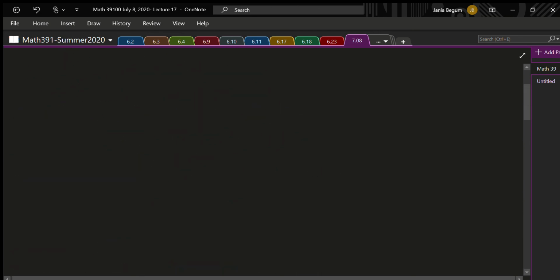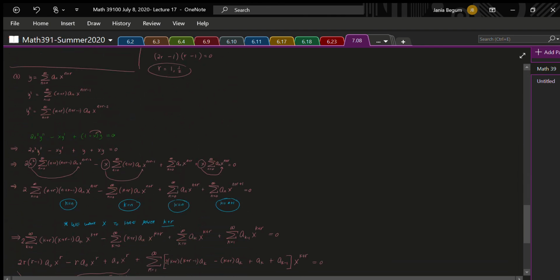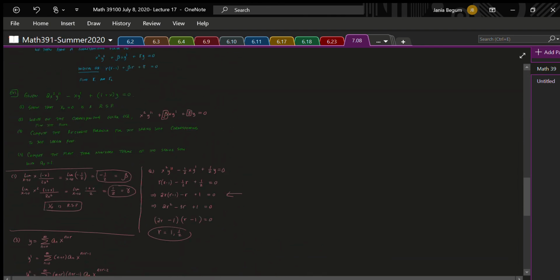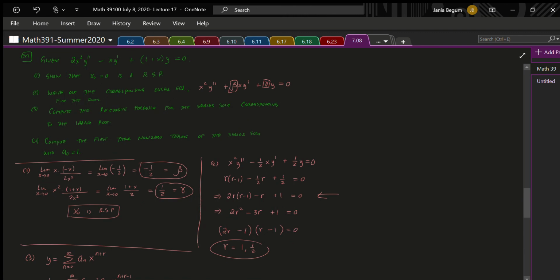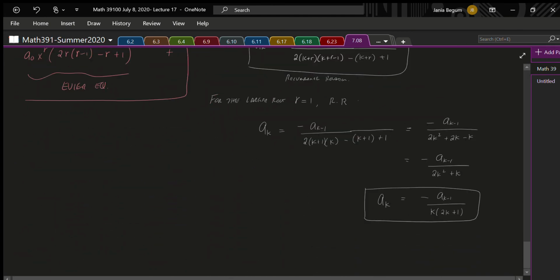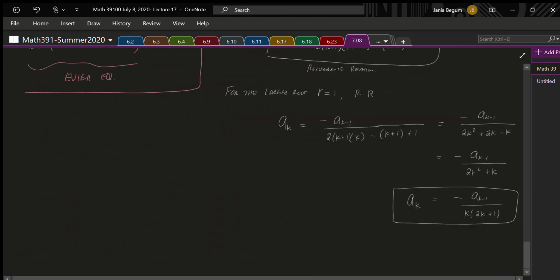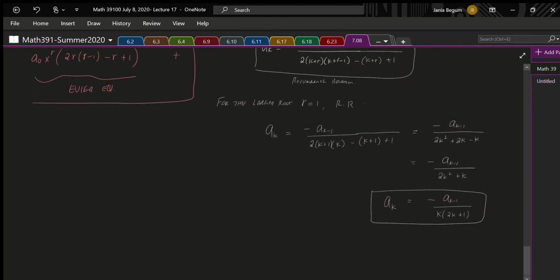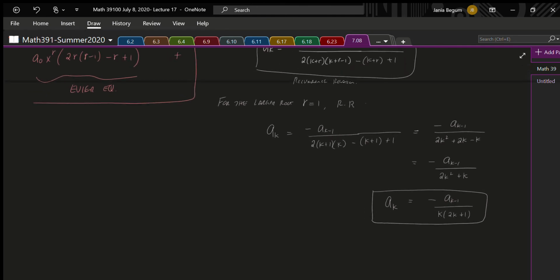So now let's get the coefficients, right? So how many of those do we want? We have, where is it? To compute the first 3 non-zero terms of the series solutions with a0 equal 1. Okay, got it. So we want a0 to be 1. So part 4. So we want a0 to be 1, and we want to know 3 non-zero terms.